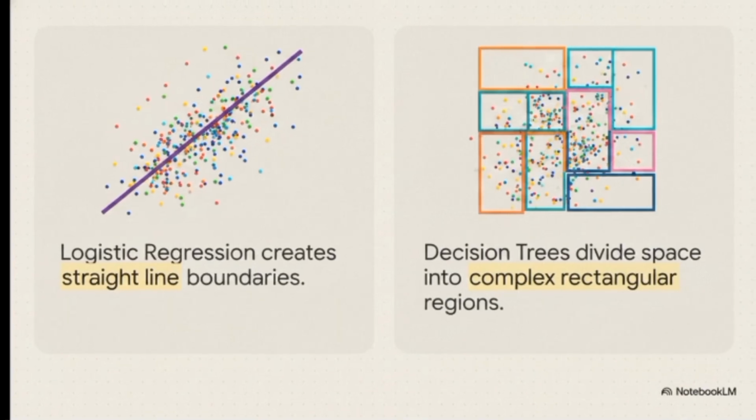Now, actually doing this in practice isn't magic, it's just code and a bit of geometry. And this brilliantly illustrates the geometric difference between our models. Unlike logistic regression, which draws straight-line boundaries through the data, decision trees divide the feature space into complex rectangular regions. By doing this, decision trees can capture these highly complex, nonlinear patterns that straight lines literally just miss.